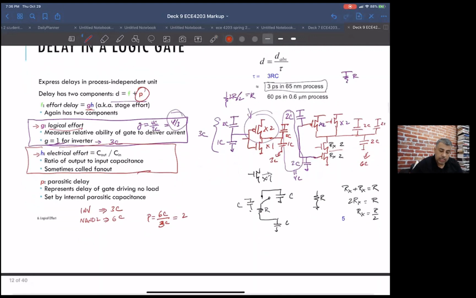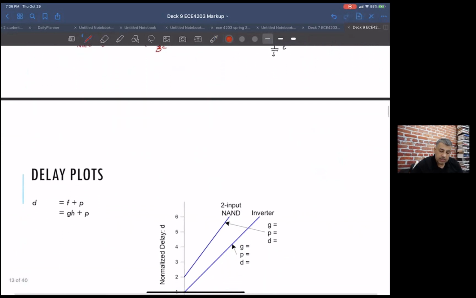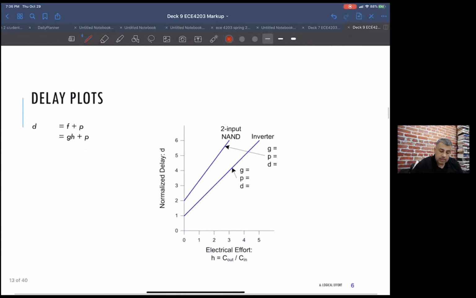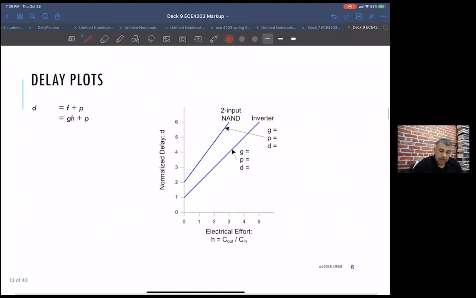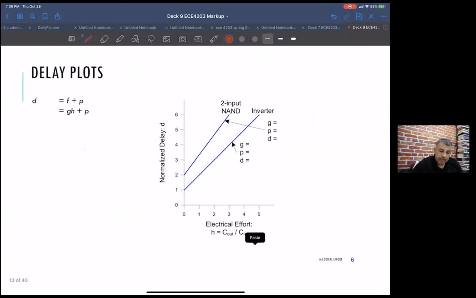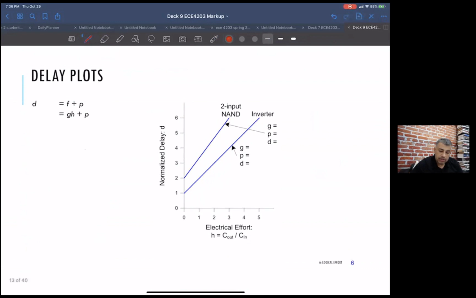Okay, so let's do this. Let's do a... oh, we already did the 2-input NAND gate. Okay, never mind. Fail.